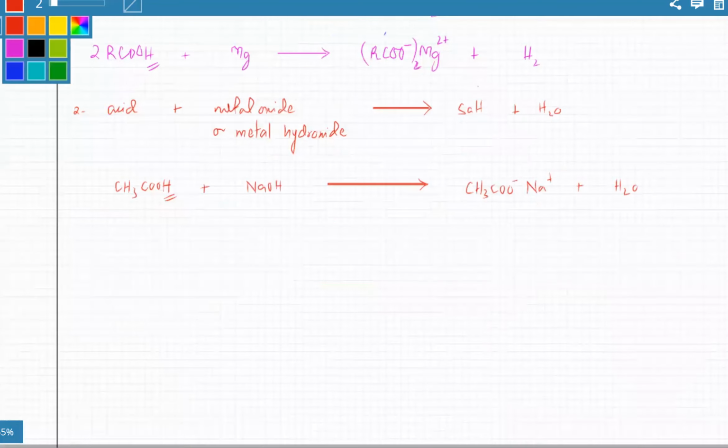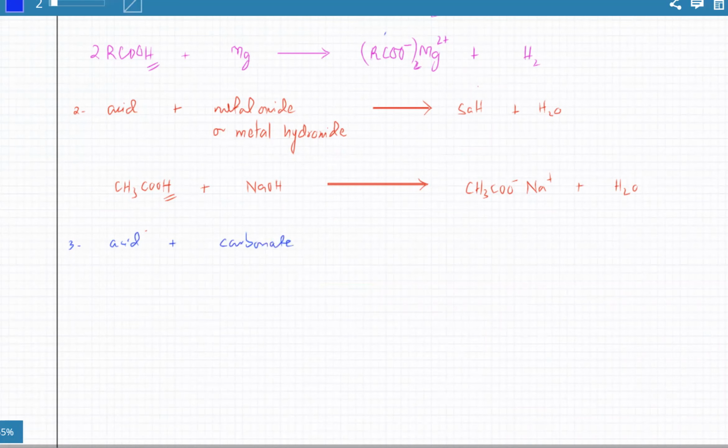What other reactions do acids have? The third one is acids react with carbonates as well. So acid plus carbonate produces salt, water, and carbon dioxide. It's not just a carbonate, it's a metal carbonate or an ammonium carbonate. So an acid plus a carbonate would produce salt, and it will produce water, and it will produce carbon dioxide, just like any other acid.